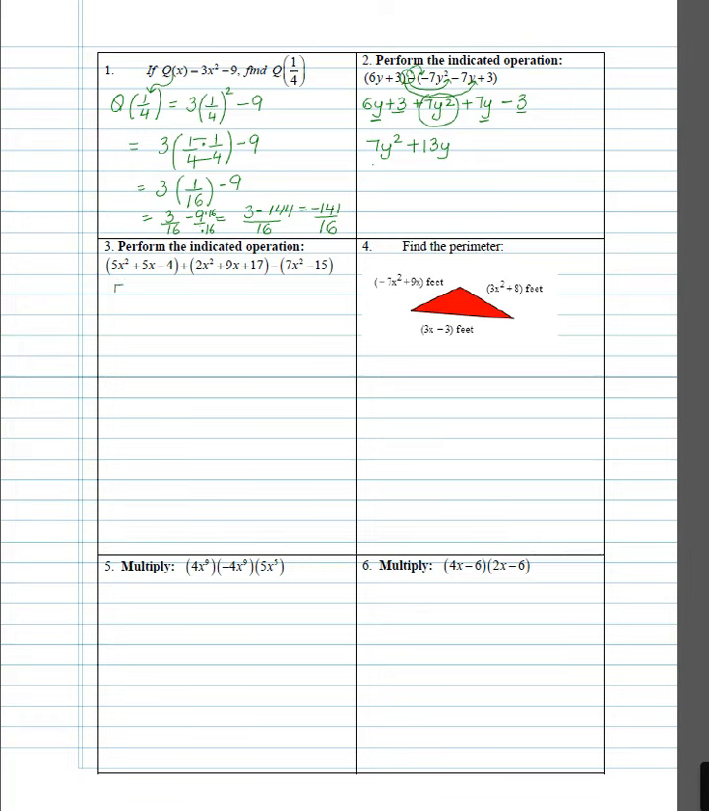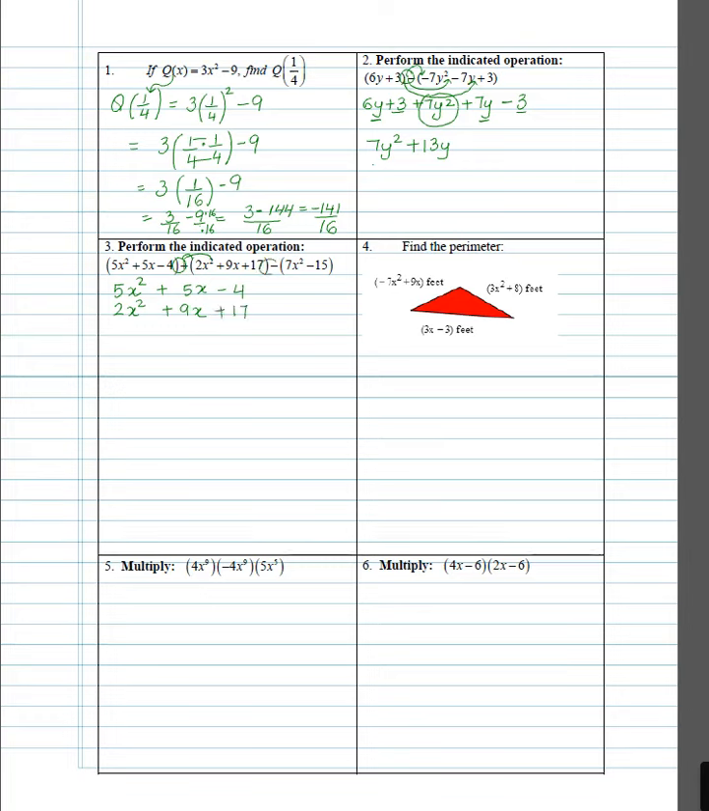So I'm going to rewrite it here so you can see how I added 5x squared plus 5x minus 4. The next one is addition. This is an addition sign. So even though I distribute the addition sign, nothing changes. So I'm going to rewrite it. 2x squared plus 9x plus 17.